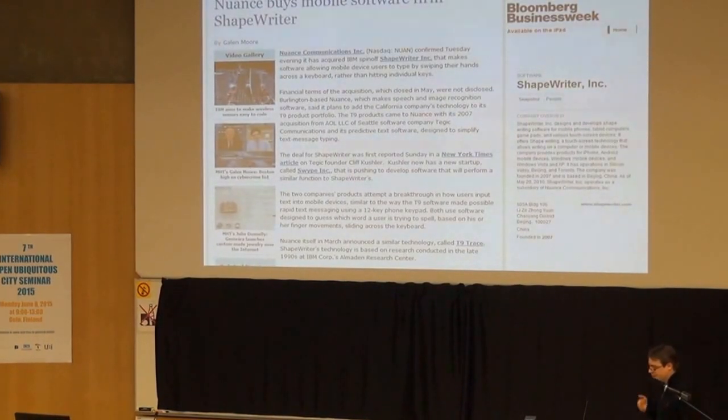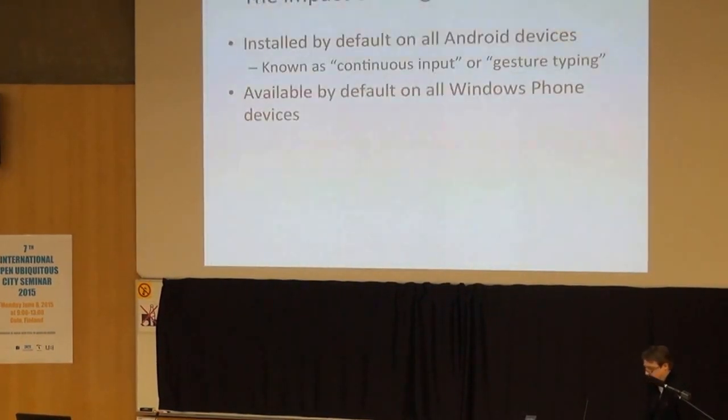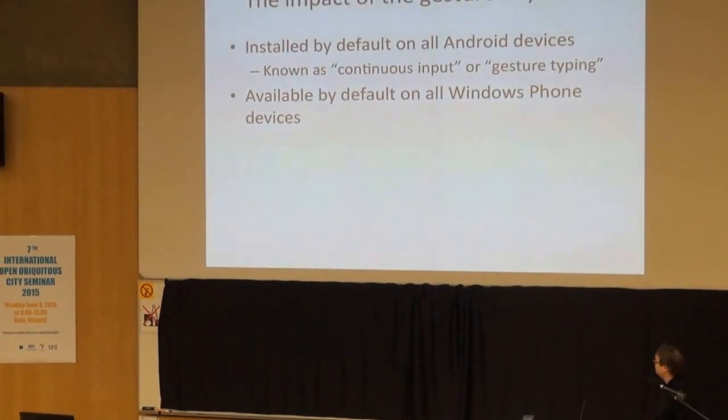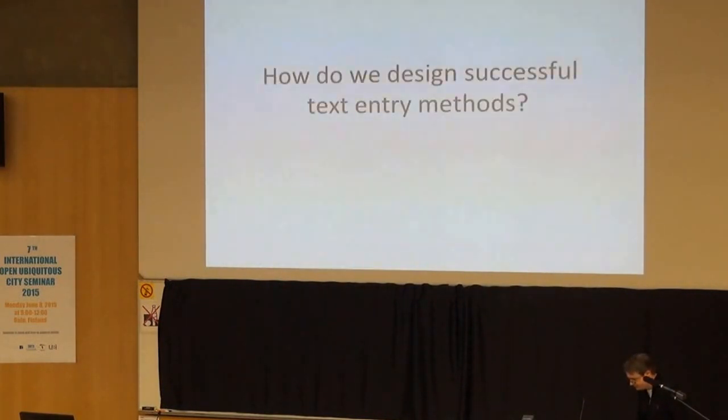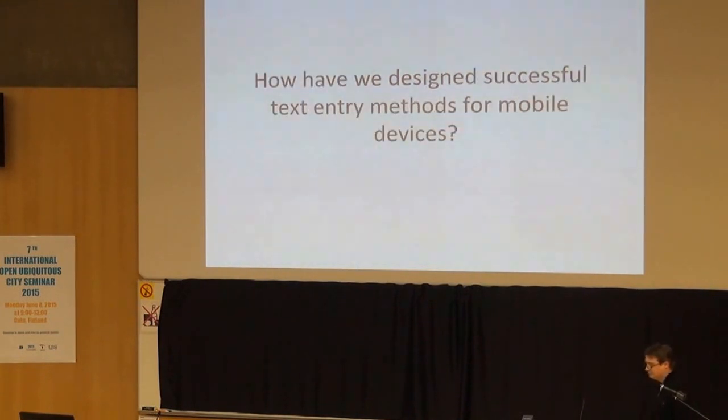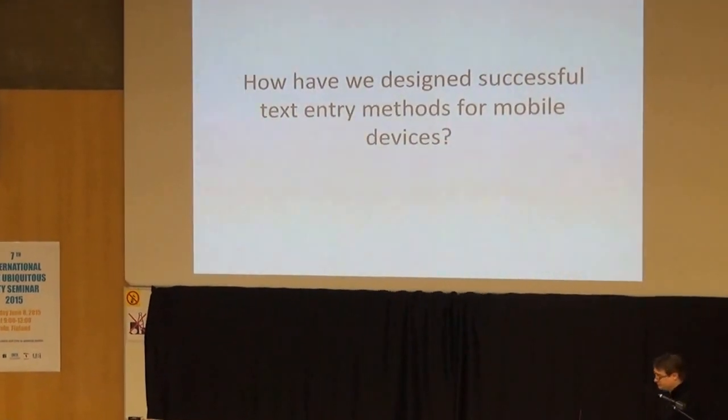And basically, now it's part of the Android operating system by default, and also, as of late, the Windows mobile system. And I venture to say that it's the only significant mobile text entry method that has achieved mainstream success in the last 20 years. And some extra things. So, based on this, there is a natural question: how do we design successful text entry methods? So I'd like to ask the question: how have we designed successful text entry methods in the past?